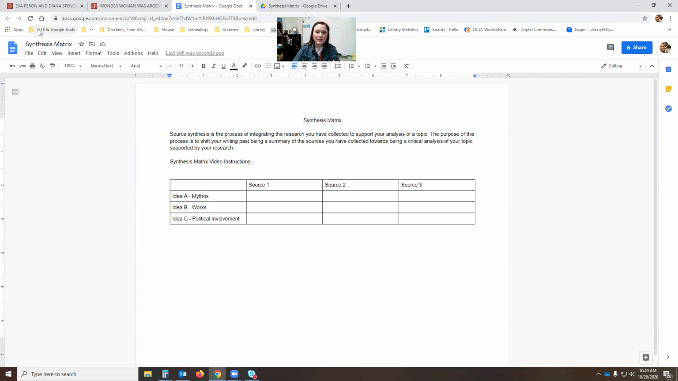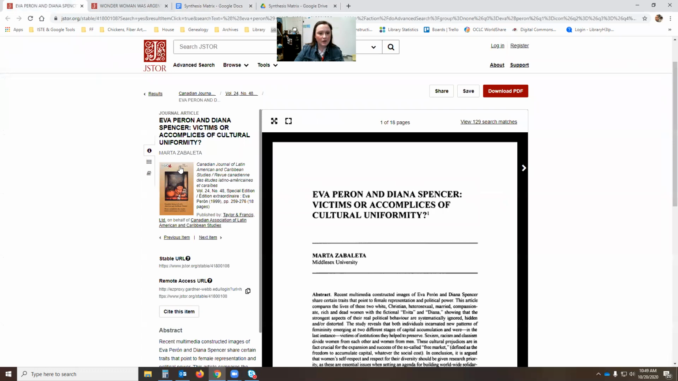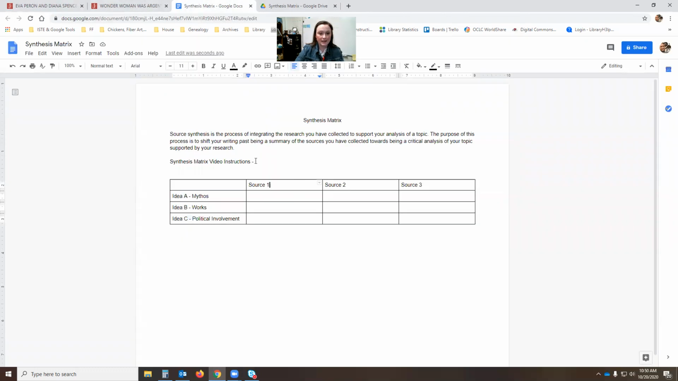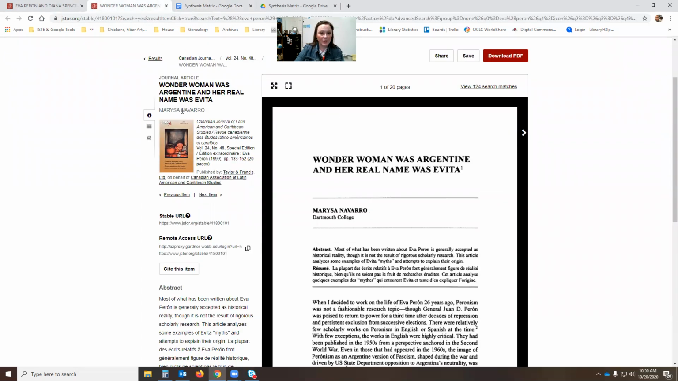All right, so then what I'm going to do is go back and do another reading of my sources. I'm going to take my toolbar across the top, and I'm going to actually describe what these sources are. So my first one is by this author, and it was published in 1999. I'm going to do this so I can keep up with where my ideas came from. And this one is by Navarro, also 1999.